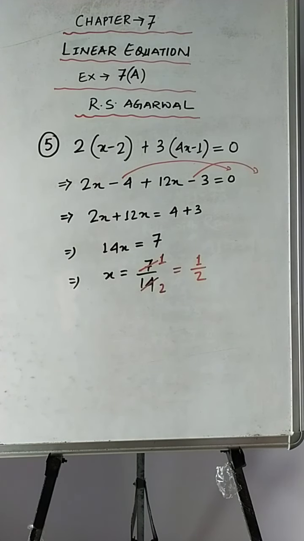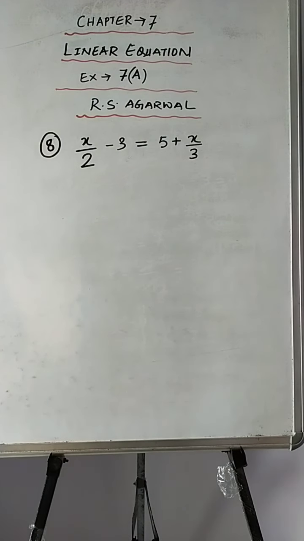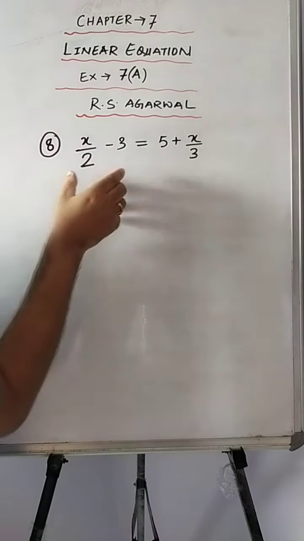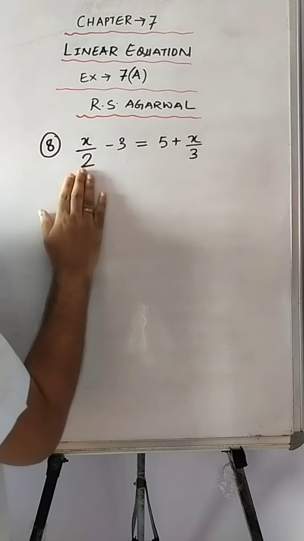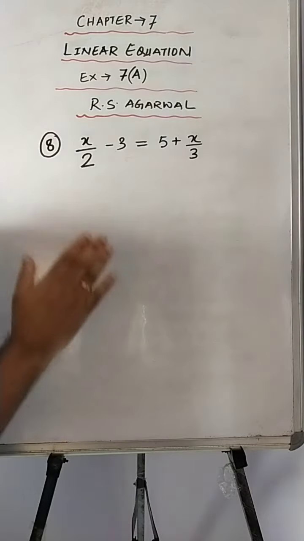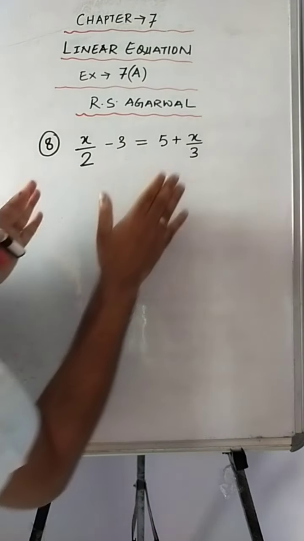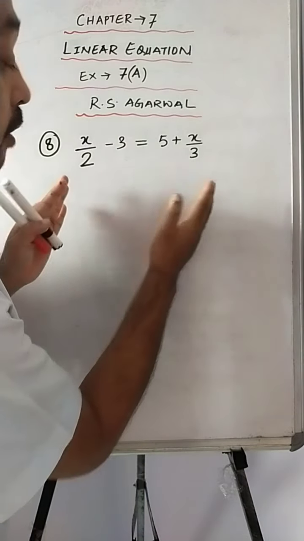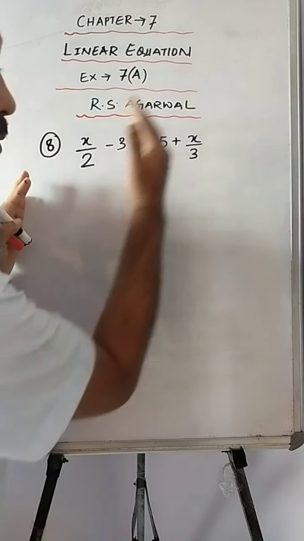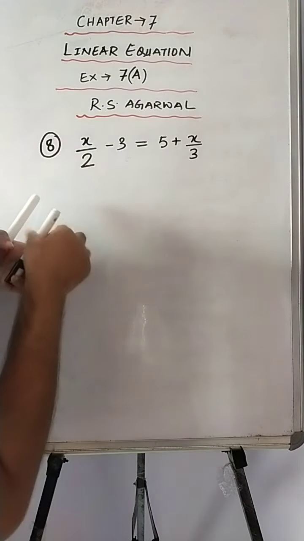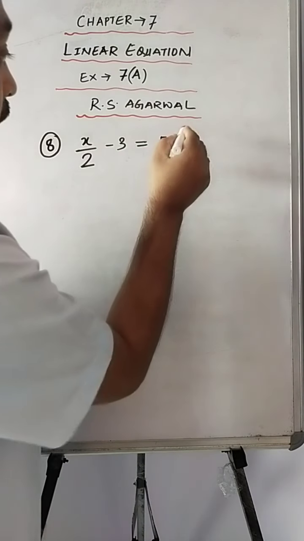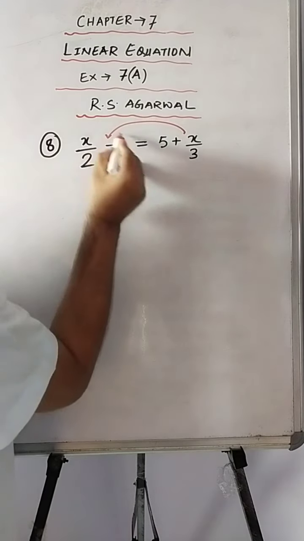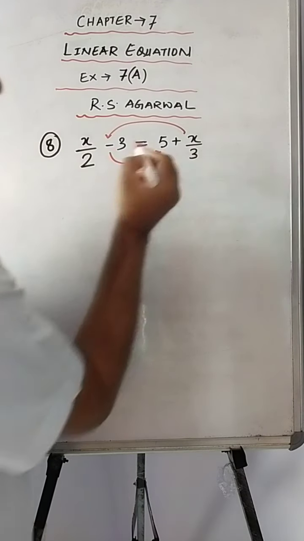Okay students, now let's move on to the next sum. The next sum is question number 8. In this sum you see that the variables are on both sides of the equation, the left hand side and the right hand side. So we'll always try to keep the variables on the left hand side and the constant terms towards the right hand side. We have to bring the variable terms towards the left hand side and the constant terms towards the right hand side.